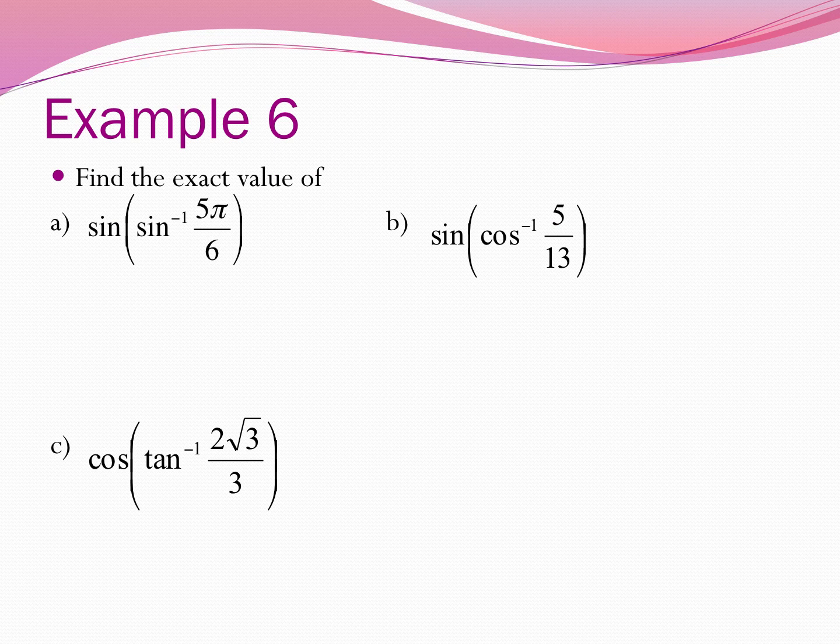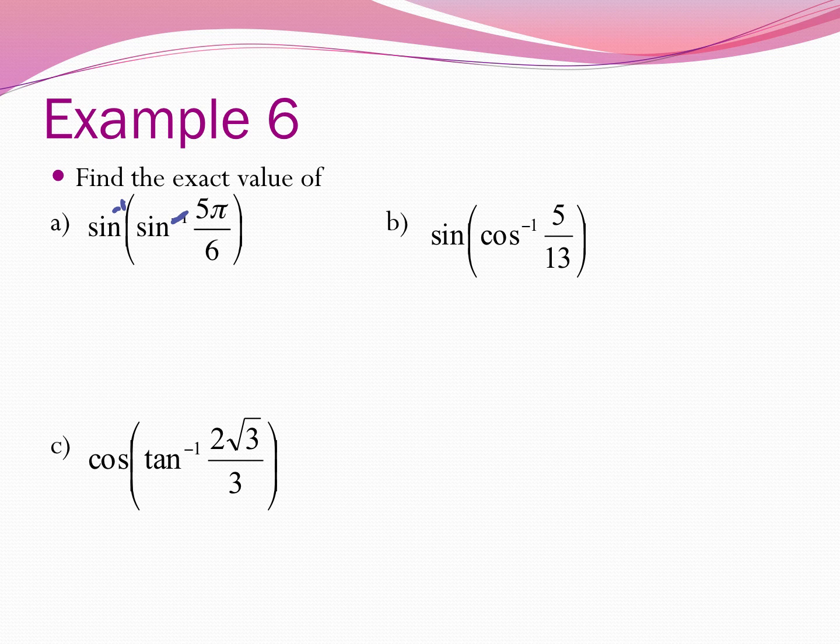Hopefully this should work. So A says find the sine. Now, if I'm finding sine of something, this has to be an angle, right? I don't know why, year after year, I do not fix this. Those need to be switched. Sorry. Sine negative 1 needs to be on the outside. Sine 5 pi over 6 needs to be on the inside.